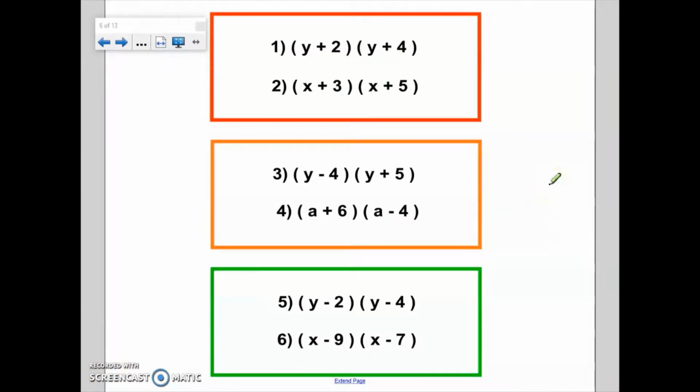Okay, so I've displayed on the screen 6 questions for you to have a go at. For each of the questions, I'd like you to show me your full working out, and then I would like you to expand the brackets and then collect the terms to get your final answer. You can see that in the red section, I've just included positives. In the amber section, we have positives and negatives, and in the green section, 2 negatives in each of the brackets. Could you pause the video at this point and expand all 6 sets of double brackets?